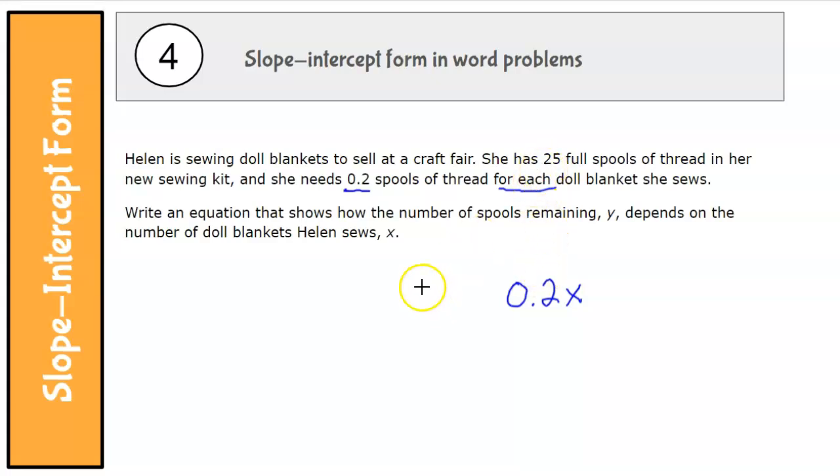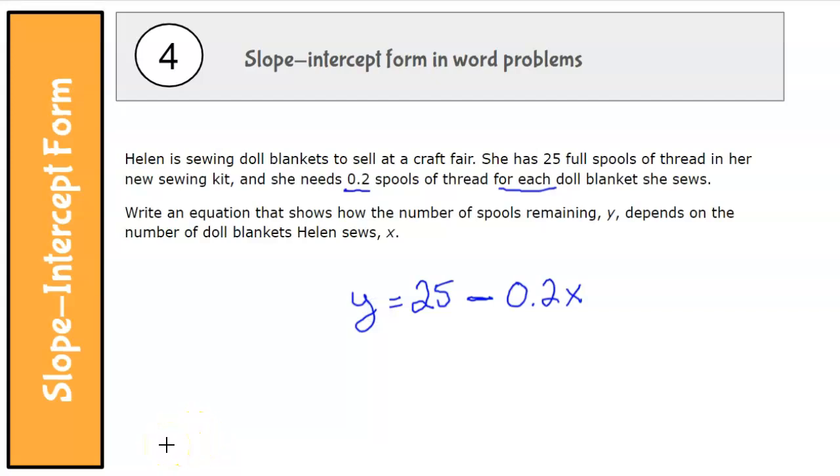And she started out with 25. So is she adding thread every time that she sews a doll blanket, or is she subtracting every time? That's right, she's subtracting it because it's going down. The amount of spool that she has left is going down. So that's my initial value, that's my y-intercept. It's going to start at 25 and then it's going to go down 0.2 spools per doll blanket. Do you see how to read that? And that's going to equal y, the number of spools she has remaining.